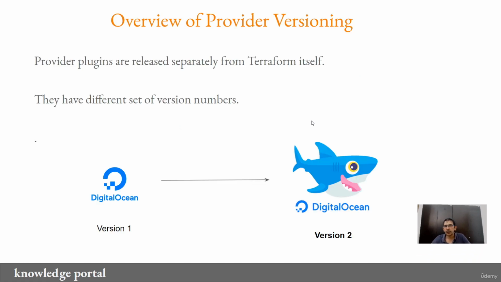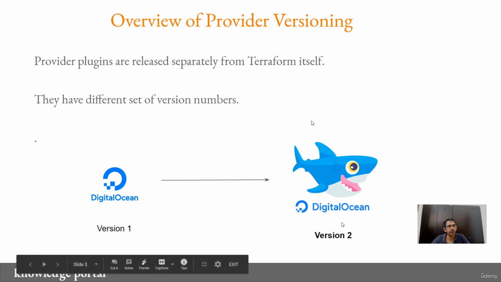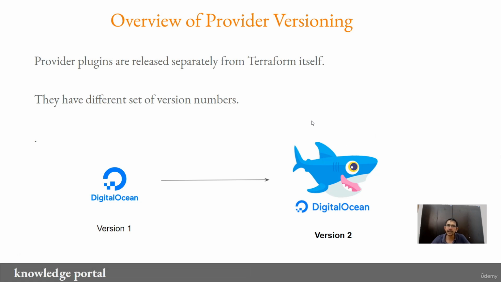Now, one important part to remember is that the provider plugins are released separately from Terraform itself. So first is the Terraform version and second is the provider plugin version. They have different sets of version numbers and they are developed independently. For example, let's say that you have a DigitalOcean provider plugin of version 1. Maybe at a later stage you might have a DigitalOcean provider plugin version 2. So the versioning of a provider plugin keeps updating at regular intervals, irrespective of the Terraform version itself.